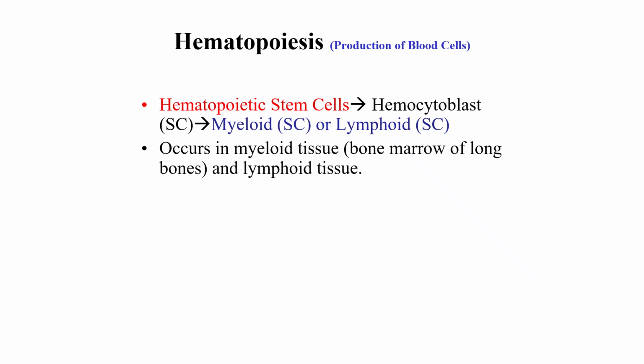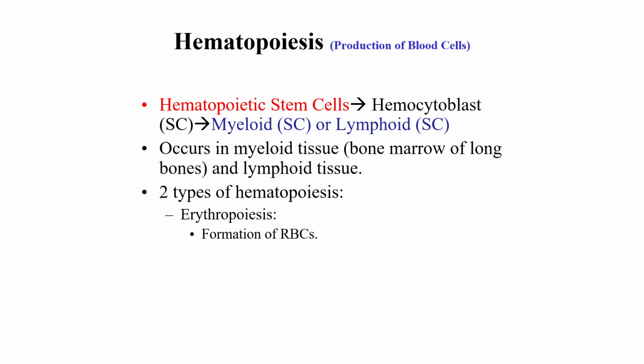And that will differentiate into either a myeloid stem cell, which is cells that originate in the bone marrow of our long bones, or a lymphoid stem cell, which is just cells that are going to be present in our lymphoid tissue. There are two types of hematopoiesis. We have hematopoiesis for our red blood cells, which we call erythropoiesis. And then we have hematopoiesis for our white blood cells, and we call that leukopoiesis.